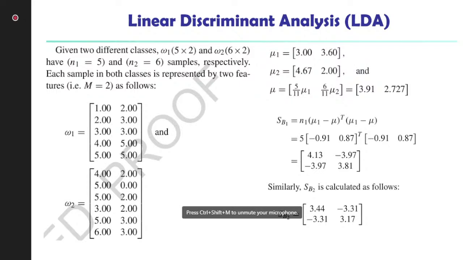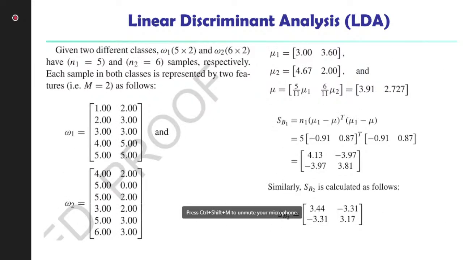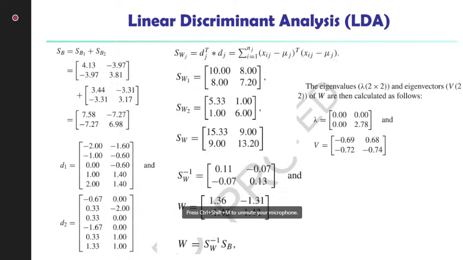Then mu, which we have seen from this formula, would be the mean of all data, right? Take the mean of the entire data, mu, and then SB would be generated, SB1 for the first class, SB2 for the second class, and then they both are summed together for the SB generation. Okay. SB equals SB1 plus SB2. Similarly, we will be generating SW1, SW2, and then summing both of them together for SW, and then taking its inverse, which is SW inverse, right?